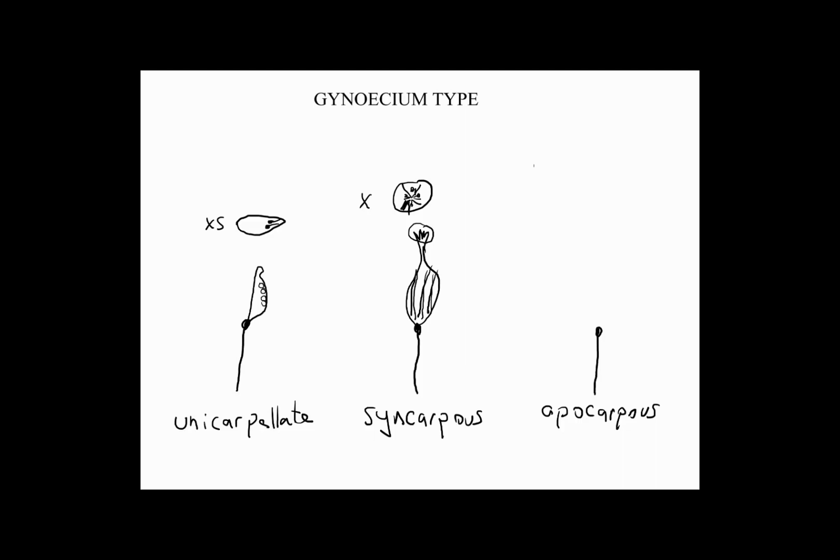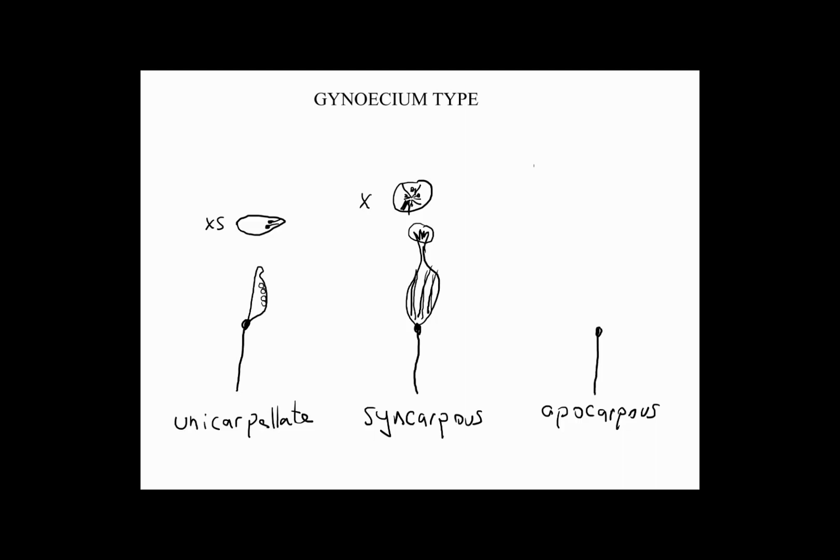I think of these gynoecium types as being like a school. So a unicarpellate gynoecium is like a one-room schoolhouse. A syncarpous gynoecium is like a building with several rooms. And an apocarpous gynoecium is like a campus, say, with a lot of one-room schoolhouses.